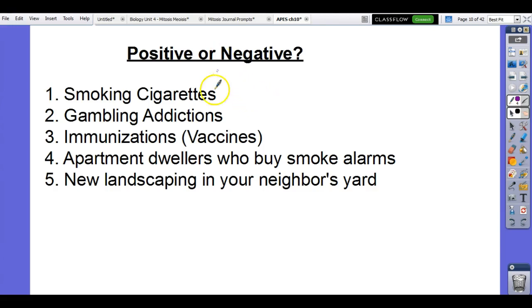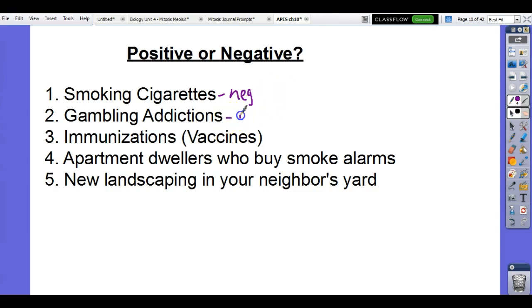So smoking cigarettes, it's a bad thing, right? So this is negative, but why? Why is it a negative externality? Because you're smoking cigarettes. How does it impact other people? Well, secondhand smoke, right? Secondhand smoke is going to negatively impact others.